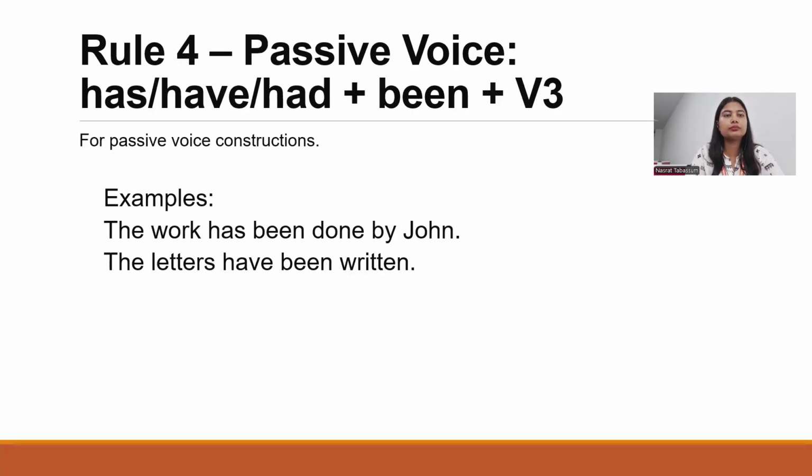Next rule, rule 4. Whenever the sentence is written in passive voice, it has to have has, have, had, plus been, plus V3. Whenever you see that the sentence is written in passive, that means the object comes first and the subject comes last, it is a passive voice and therefore it has to be written in participle form only. That means it has to carry has, have, or had, plus been, plus the third form of the verb.